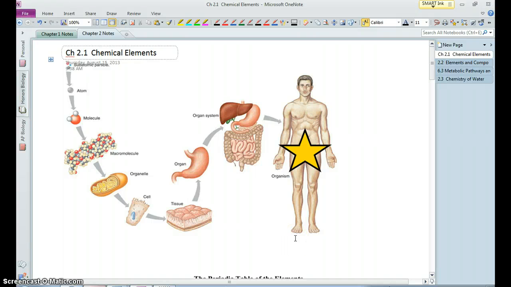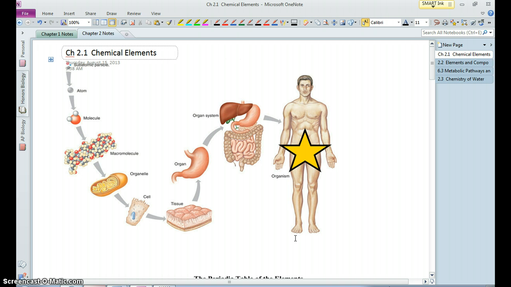Okay, so we have talked about characteristics of life and what it is to practice science, what makes something a scientific endeavor. But now let's look at some details. In particular, we're going to talk about some chemistry.